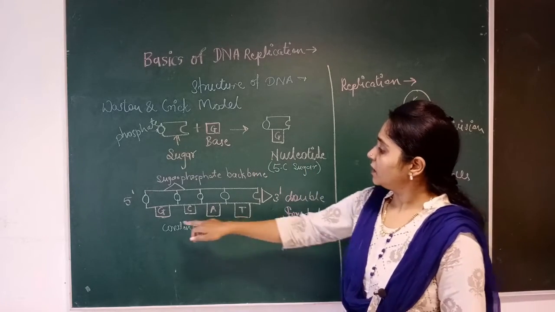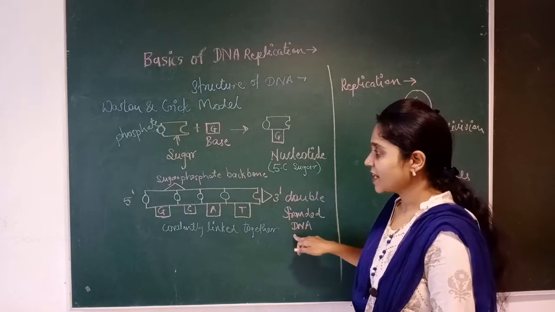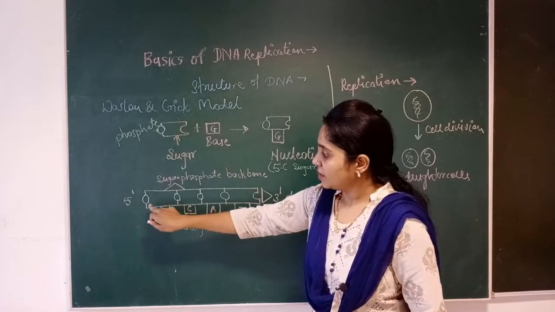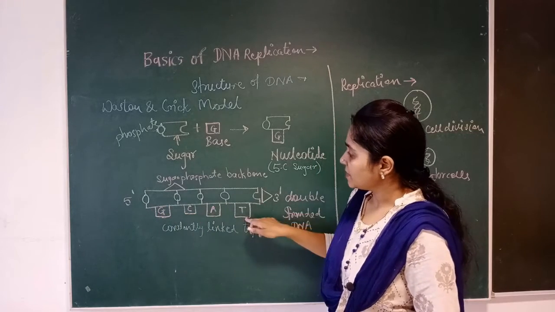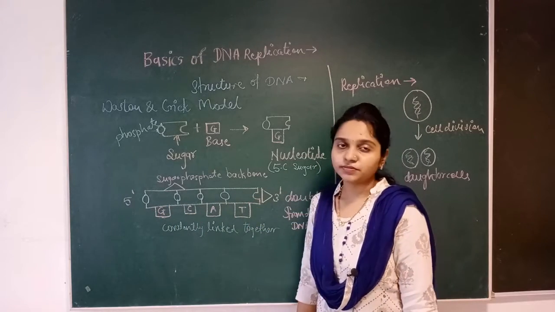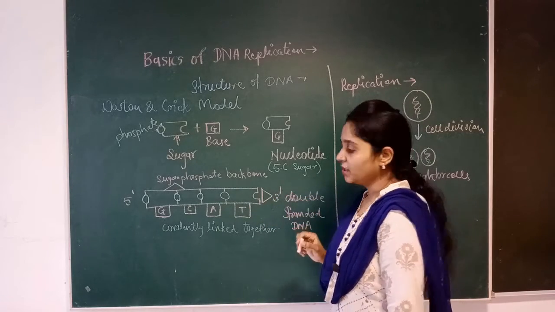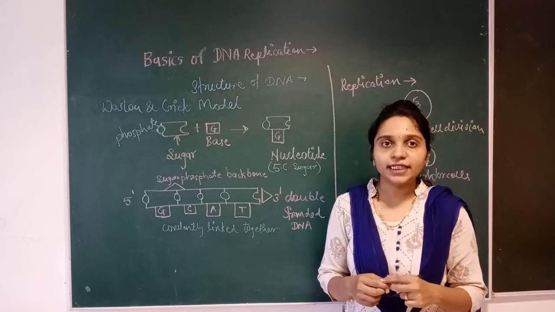Okay. Now it is a structure of double stranded DNA. The sugar phosphate backbone is there. These are the nitrogenous bases that get attached to the sugar and phosphate backbone. They are covalently linked together.